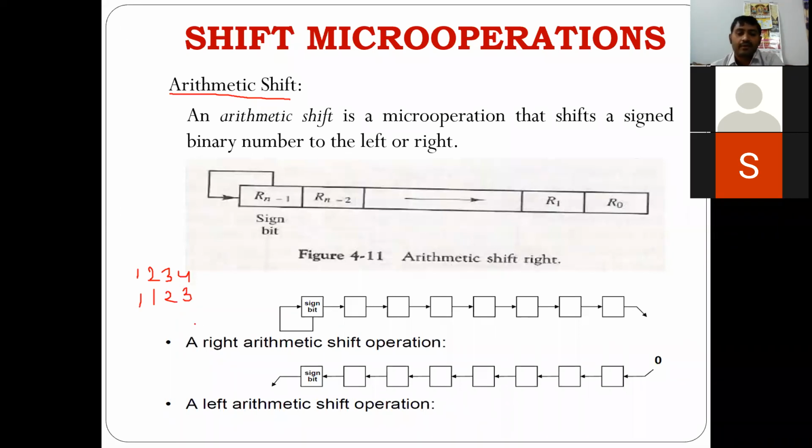Okay. Next, coming on to the left arithmetic shift operation. Left arithmetic shift operation is similar to that of your logical shift only. Simply, you are inserting 0 here at the end, right? So these are arithmetic shift operations, right? Try to remember.